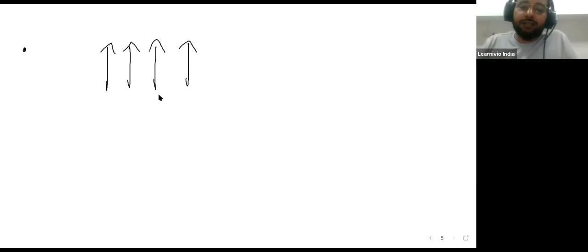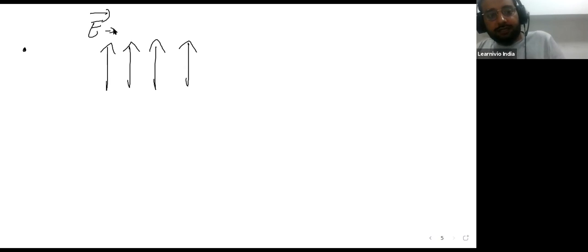Okay, now let's imagine a similar situation. You have the electric field, which is again a constant electric field, and in what direction? In the j cap direction.